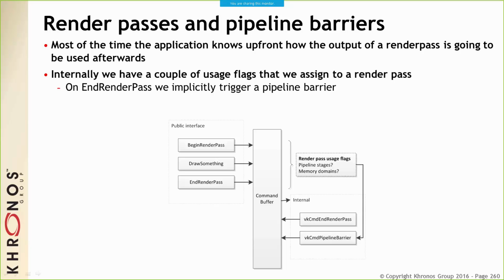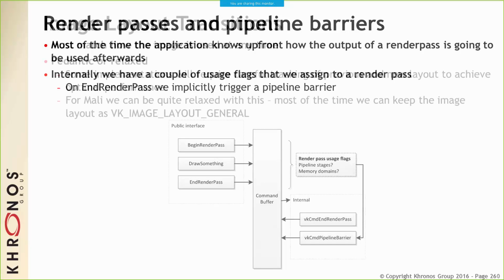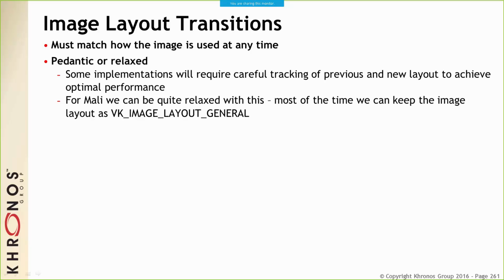Image layout transition is also quite a difficult concept for us, at least, because we also need to keep track of what we are doing with the image at any one time. Are we transferring to it? Are we rendering to it? Are we reading from it? So the easy way out to get things running is to just use image layout general, which basically means I don't care about performance there, just give me something that works for every case.